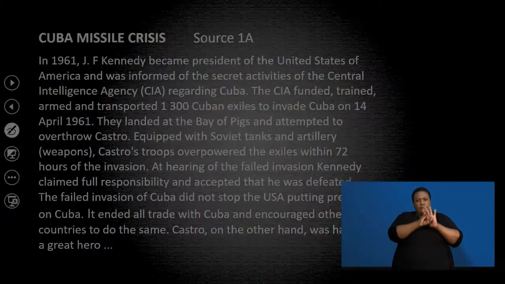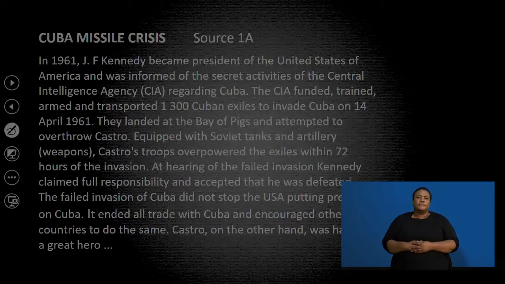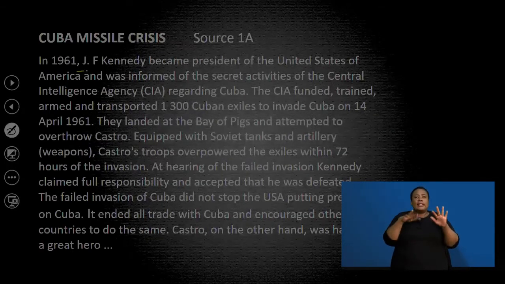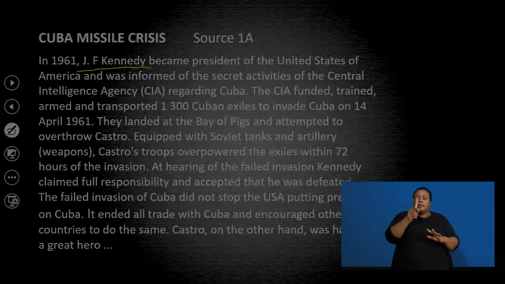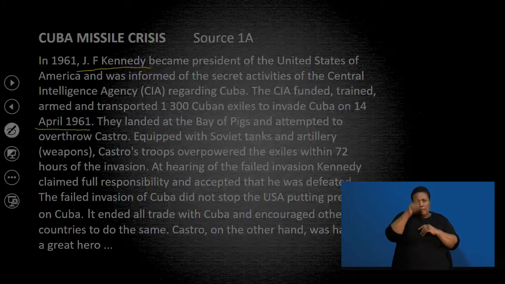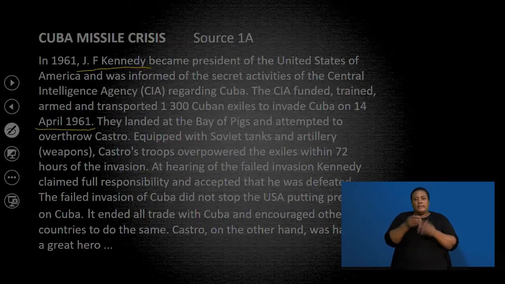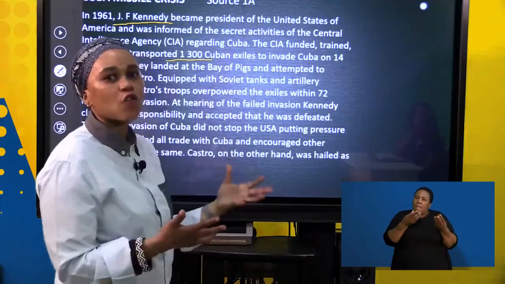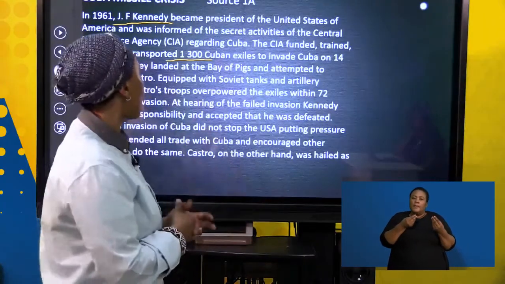Okay, now this is the next part of the source. It tells you that in 1961, J.F. Kennedy, so that's another one that we need to underline, became the President of the United States. So this is now going to be another key figure that you will have to remember. Okay, then another date here is April 1961. Don't worry about the figures, even though they can be asked. They're very, very easy to spot when you go back to the source.